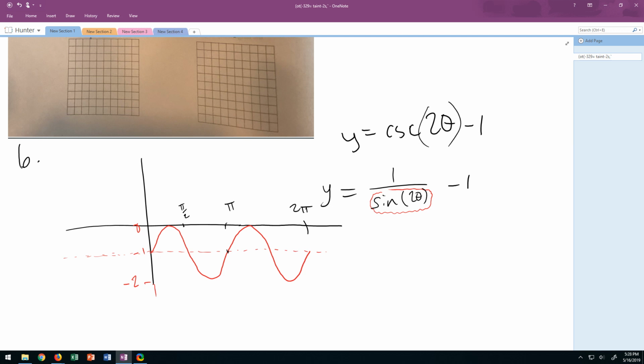Let's check it. Right here, I'm going to have an asymptote, just like I did with the secant graph that we made a moment ago. And this is going to be pi over 2, so fudge that line, make sure it passes through pi over 2. Right here at pi, it's going to have an asymptote also. Right here at 3 pi over 2, also an asymptote. And here at 2 pi, it's going to have an asymptote.